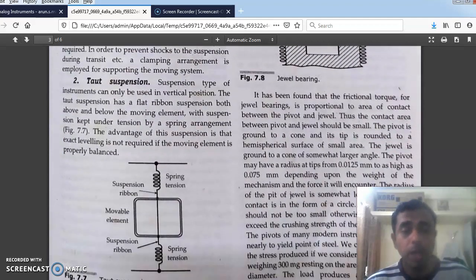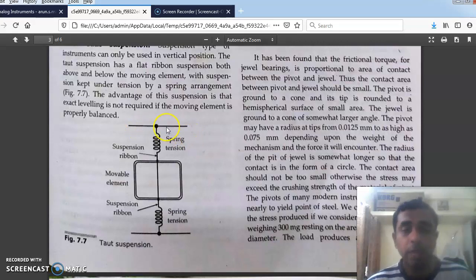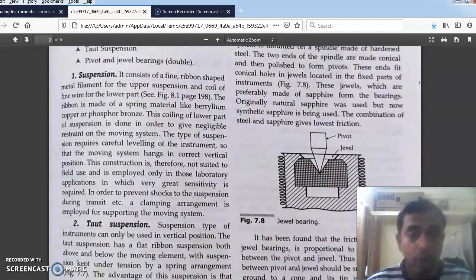For a suspension type support, we don't have a spring at the top; we have a wire here, and below we have a spring like this. So what is that wire made of? The wire is made of beryllium copper or phosphor bronze. The upper portion has a fine ribbon shaped metal filament made of this material, and below we have a coil.